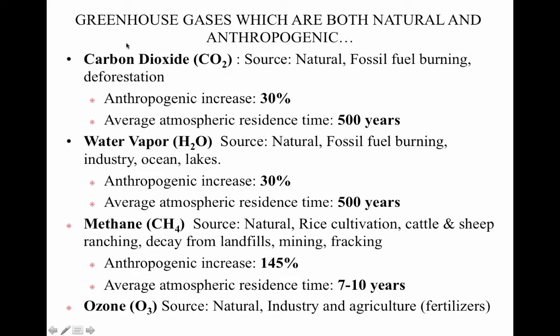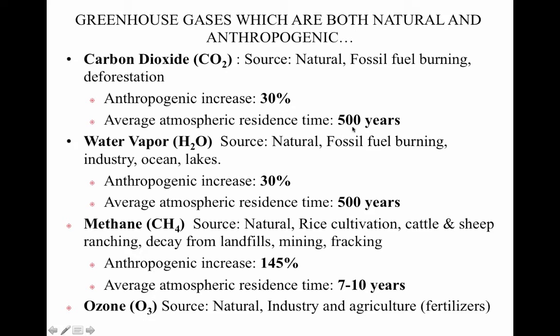So greenhouse gases are both natural and anthropogenic. Carbon dioxide, of course, is the one that gets all the attention. Some of it's natural. The majority in the atmosphere is natural, but it also comes from burning fossil fuels and also from deforestation, meaning as you cut down trees, whether they decay or you burn them, that will just release the carbon dioxide back into the atmosphere. 30% is the increase caused by humans of the natural levels of CO2, and we'll look at some graphs later. And the average atmospheric residence time is 500 years.